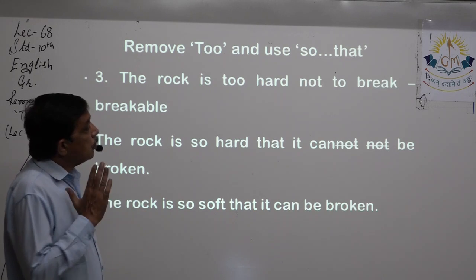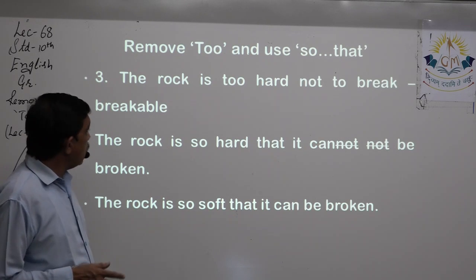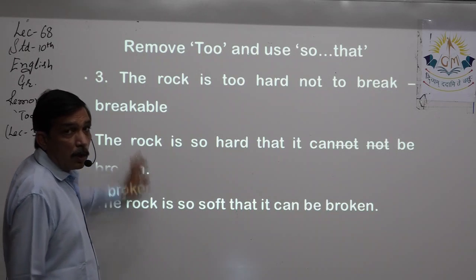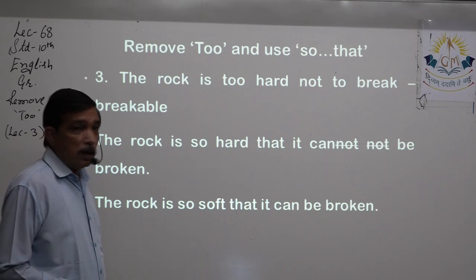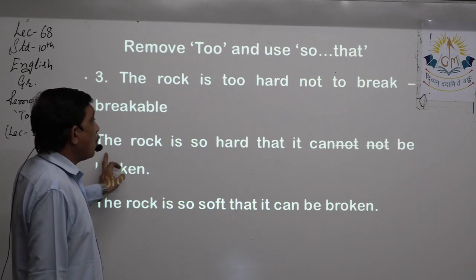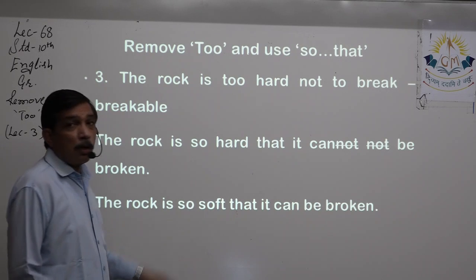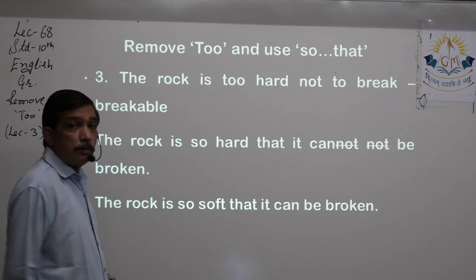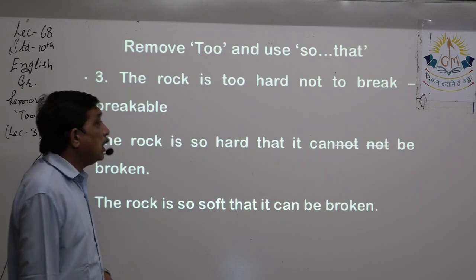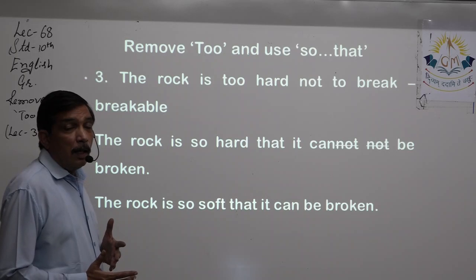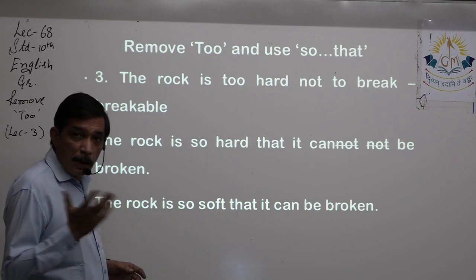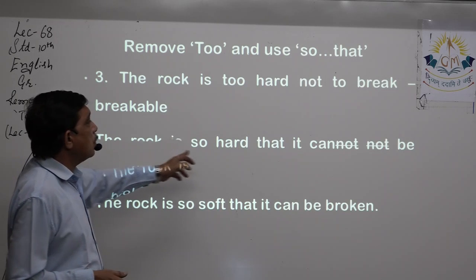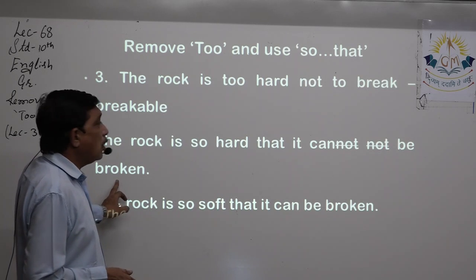The rock is too hard not to break. That means breakable. It is not too hard. The rock is too hard not to break. That means it is breakable. The rock is so hard that it cannot not be broken. We can write it that way also, or we can cut both the negatives and make the sentence as it is. The rock is so hard that it can be broken.